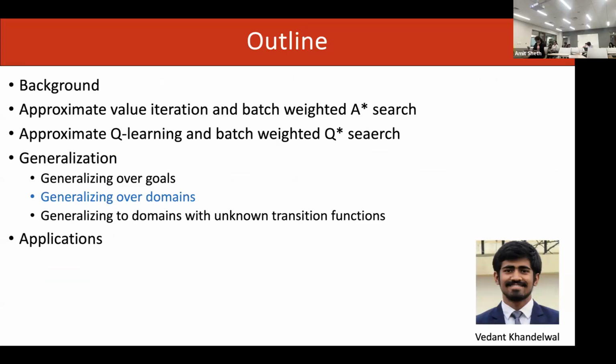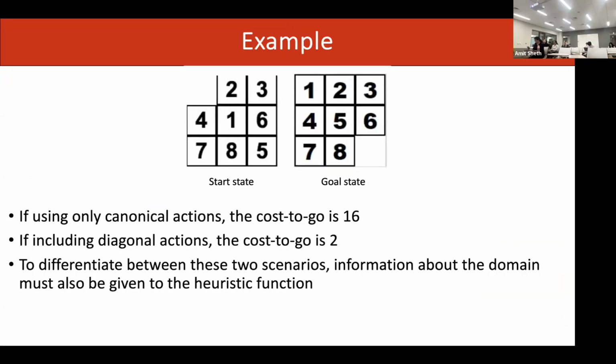Okay, now we'll talk about generalizing over domains. So you still have to train a separate one for the Rubik's Cube, for the sliding tile puzzle, just like the band. Even though you can generalize over goals, you still have to train a new deep neural network for each one. So can we actually generalize over domains?